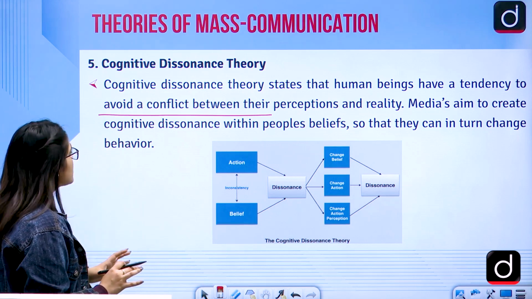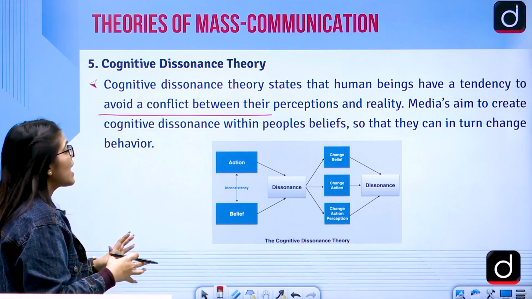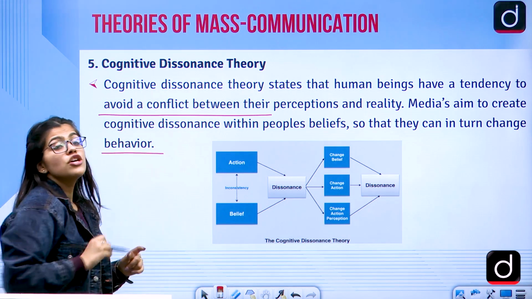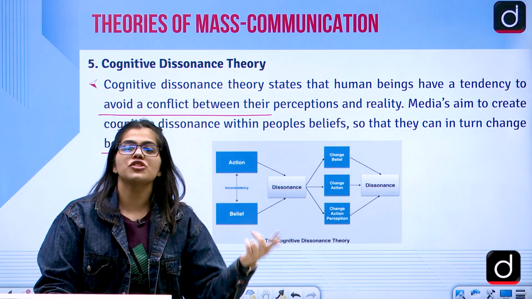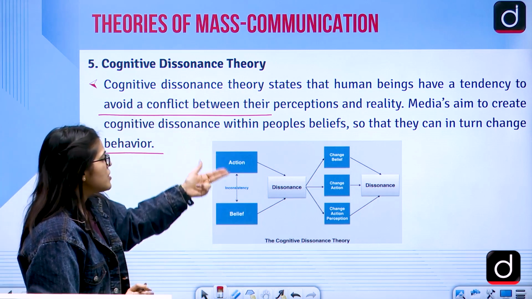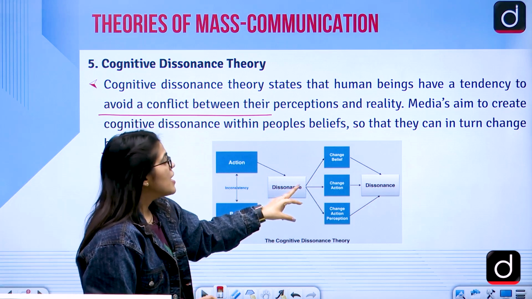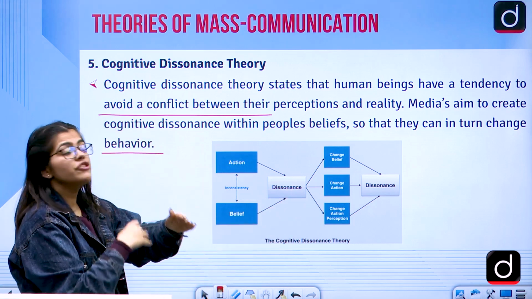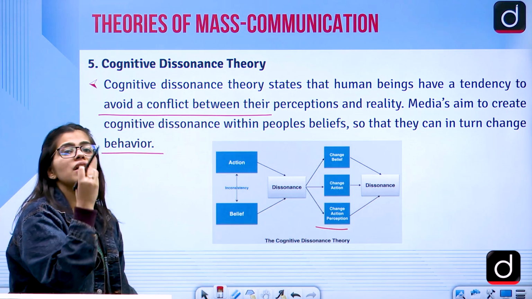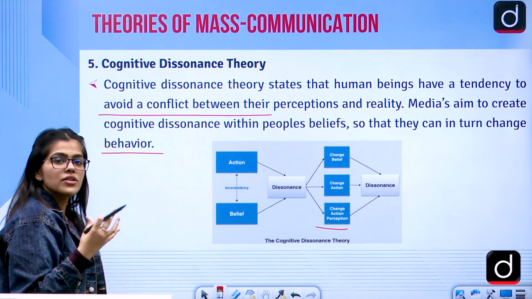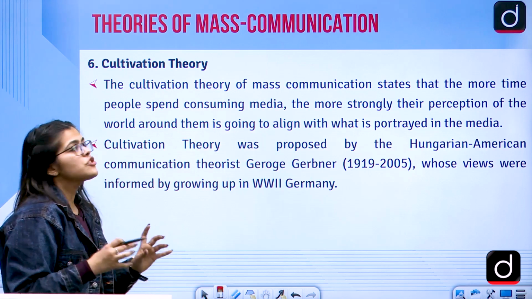The media's aim is to create cognitive dissonance within the people's belief so that they can in turn change their behavior. So media tries to use this theory so that your behavior can be changed, right? So there is an action, there is a belief, there is always inconsistency. There will be dissonance, there will always be change of belief, change in action, change in perception, and at the end you will have a different set of opinion. So this is which theory? This is cognitive dissonance.